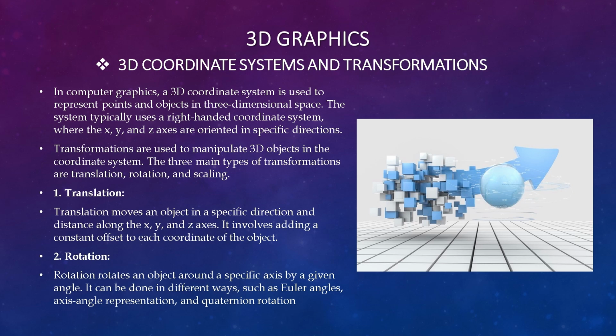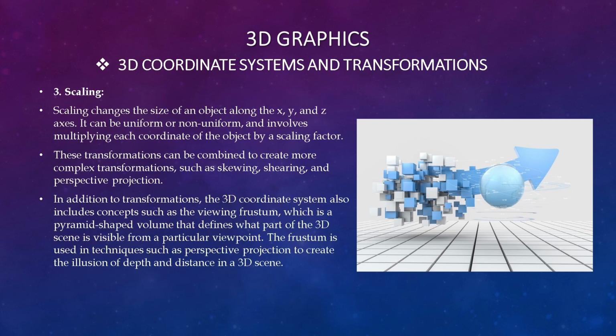1. Translation. Translation moves an object in a specific direction and distance along the x, y, and z-axes. It involves adding a constant offset to each coordinate of the object. 2. Rotation. Rotation rotates an object around a specific axis by a given angle. It can be done in different ways, such as Euler angles, axis angle representation, and quaternion rotation. 3. Scaling. Scaling changes the size of an object along the x, y, and z-axes. It can be uniform or non-uniform, and involves multiplying each coordinate of the object by a scaling factor.